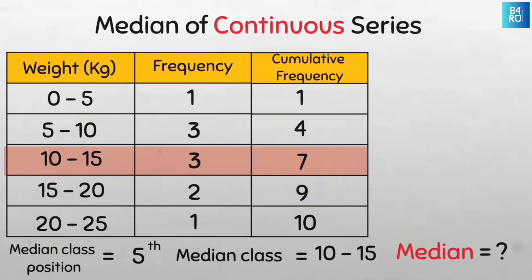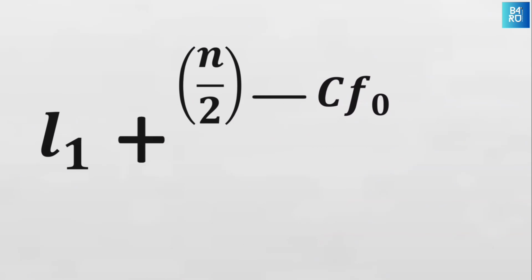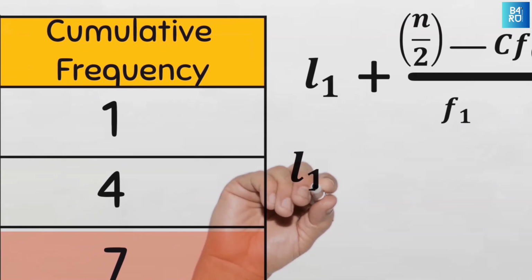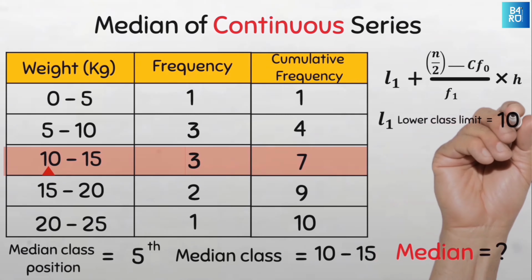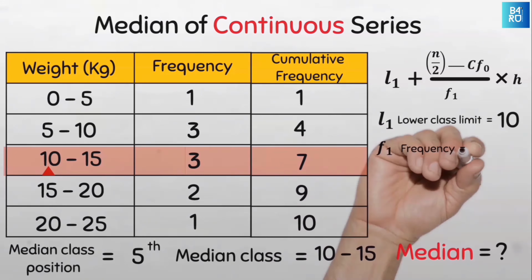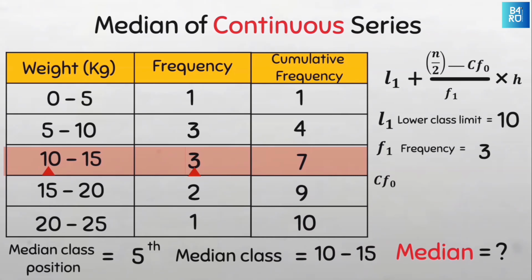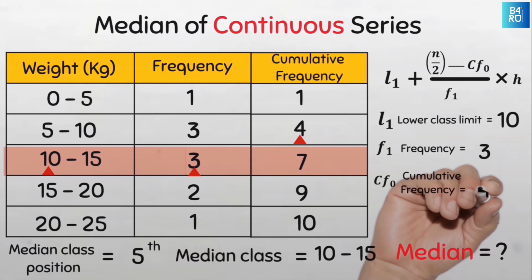To find the median value, we'll make use of the simple formula L1 plus N over 2 minus CF0 divided by F1 multiplied by H, where L1 is the lower class limit of the median class, which is 10. F1 is the frequency of the median class, which is 3. CF0 is the cumulative frequency of the class preceding the median class, which is 4, right here.